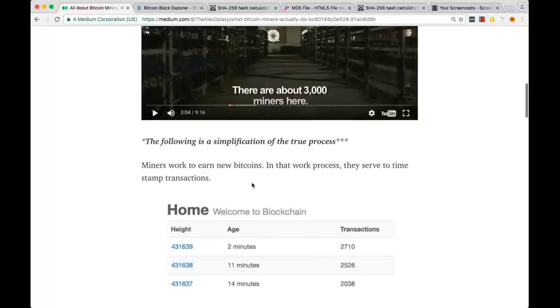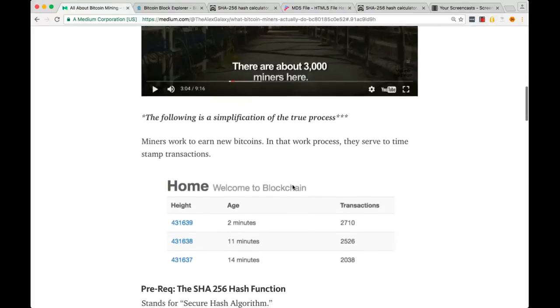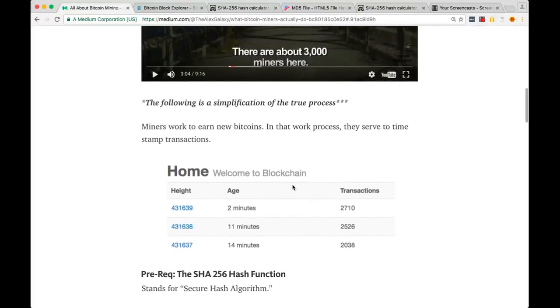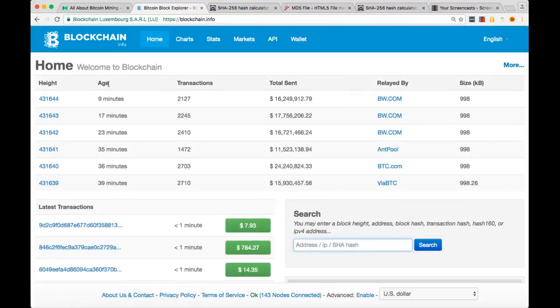So miners work to earn new bitcoins, and in that process, they serve to timestamp transactions, and this forms the backbone of the Bitcoin network. There's a few blockchain explorers, like blockchain.info, and this is a screenshot that shows three recent blocks that were mined 2 minutes ago, 11 minutes ago, and 14 minutes ago. It also shows the number of transactions in each block, and we can go into and see this live.